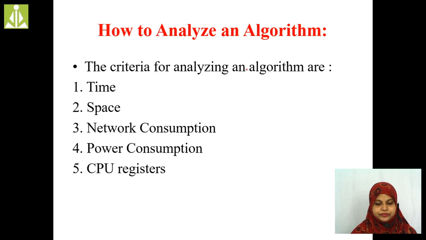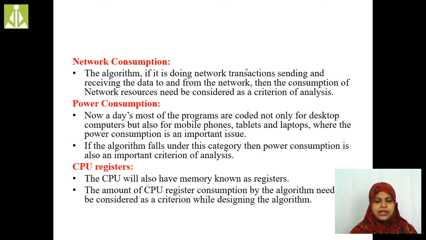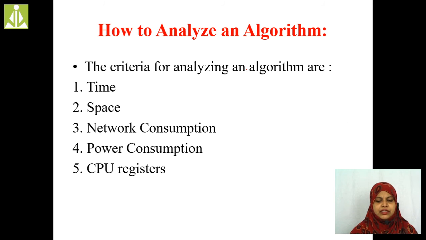Next one is how to analyze the algorithm. There are five criteria to analyze the algorithm. First one is time, second is space, third is network consumption, fourth is power consumption, fifth is CPU registers. By using these five criteria we are going to analyze our algorithm.